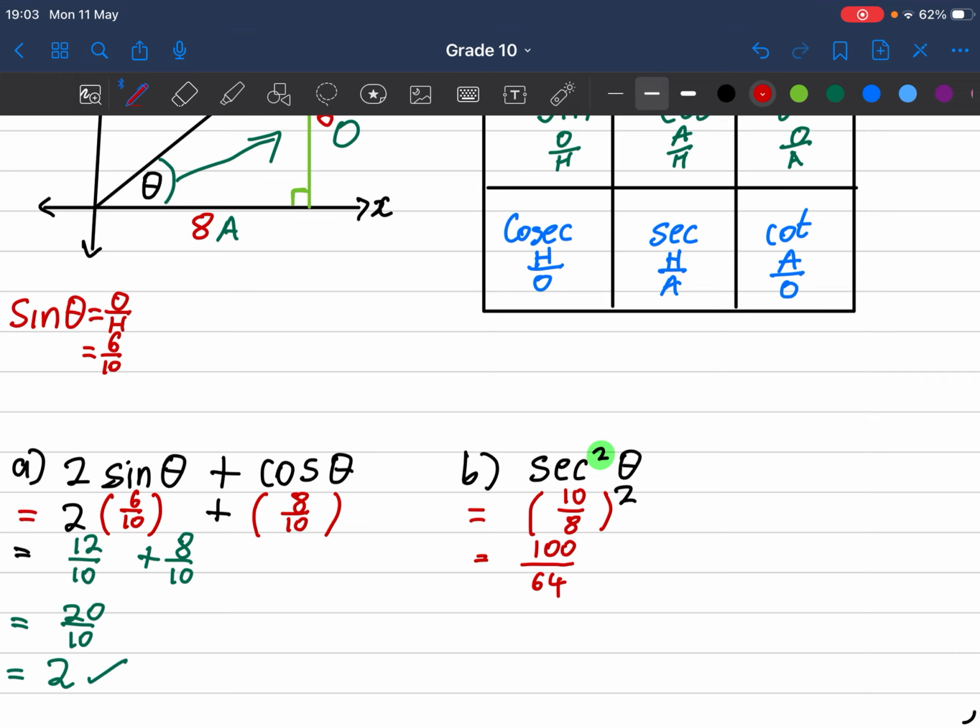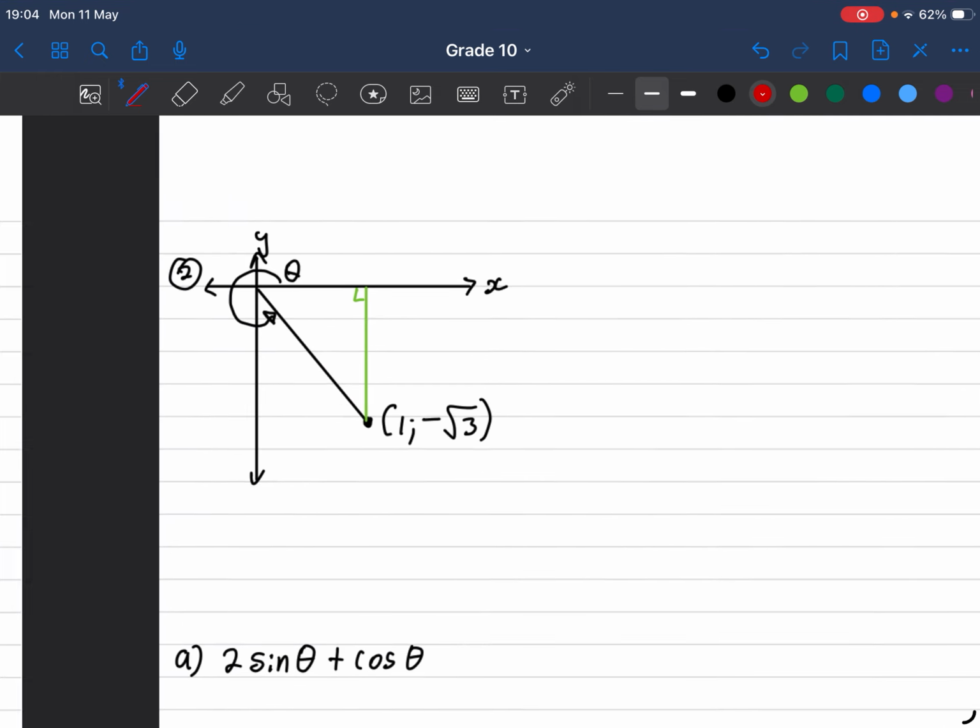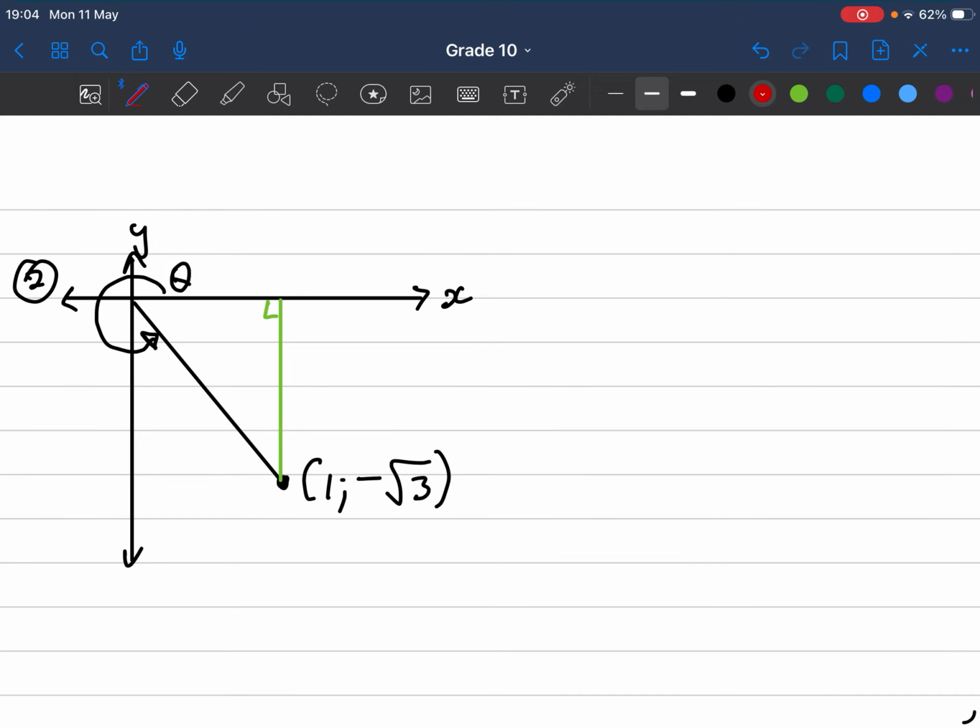Now with the next one, we've got our triangle already. Why don't you take a minute to pause the video and try to fill in the triangle with the sides and see how it goes.